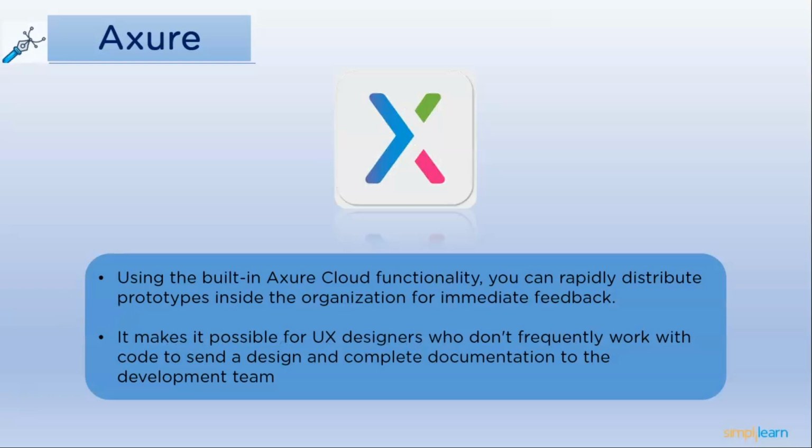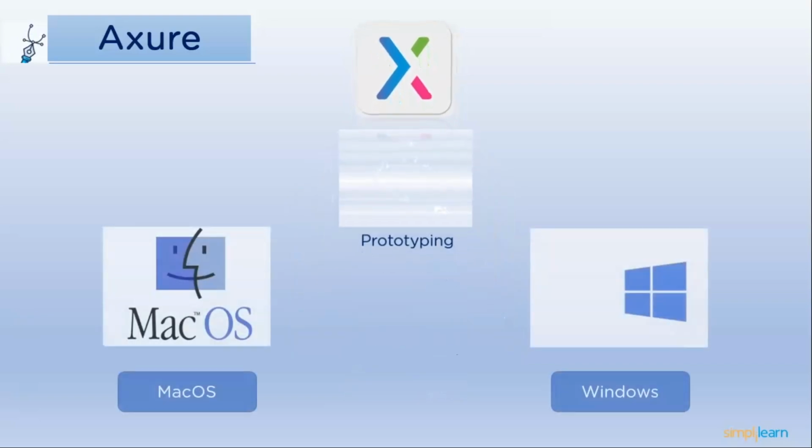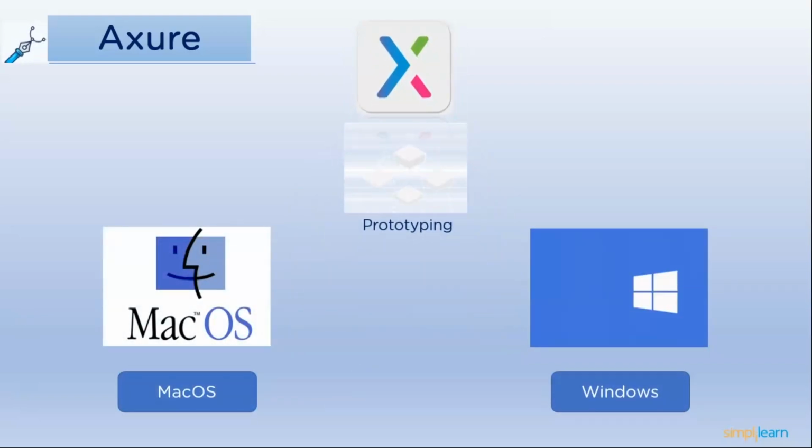Some of its features are: you may instantly distribute prototypes within the organization for intermediate feedback using the built-in Axure Cloud capability. It enables UX designers who don't frequently work with coding to transfer a design to the development team with the full documentation. And it is good for prototyping, and it works on Windows and macOS.